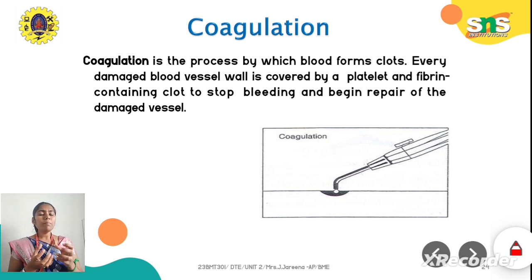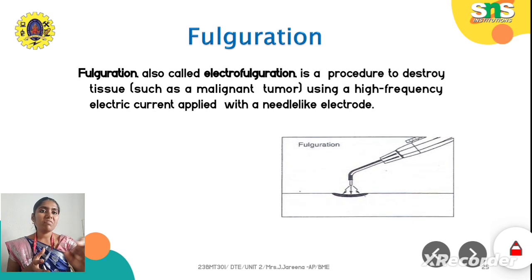By passing this level of intensity, as I said before, the cells will deform their structure by protein denaturation and collecting all the platelets there, so that the clotting mechanism will happen. At the end, you will have minimal blood loss, that is, it will stop the bleeding. So this is the overall process you can see in coagulation. Next we will see fulguration.